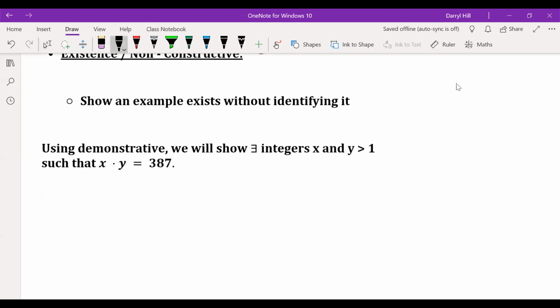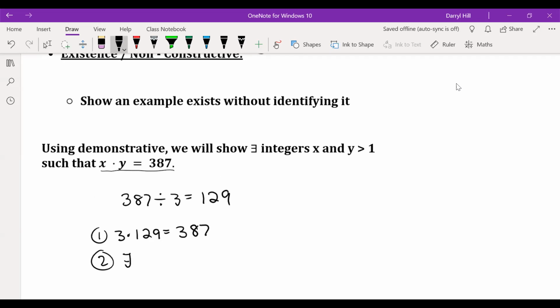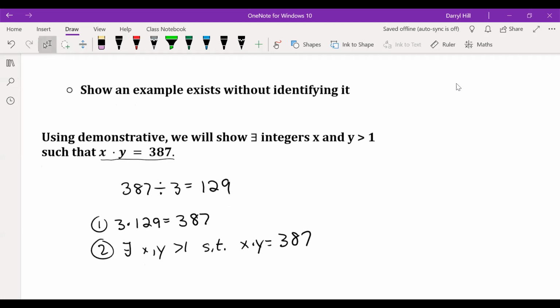So we can show there exist integers x and y greater than 1 such that x times y equals 387. And we could do that simply by finding them. We could take 387 divided by 3, and we can figure out that that's equal to 129. So that means 3 times 129 equals 387. And then we could say, there exist x and y greater than 1 such that x times y equals 387. All right, so this is simply math and existential generalization of 1.